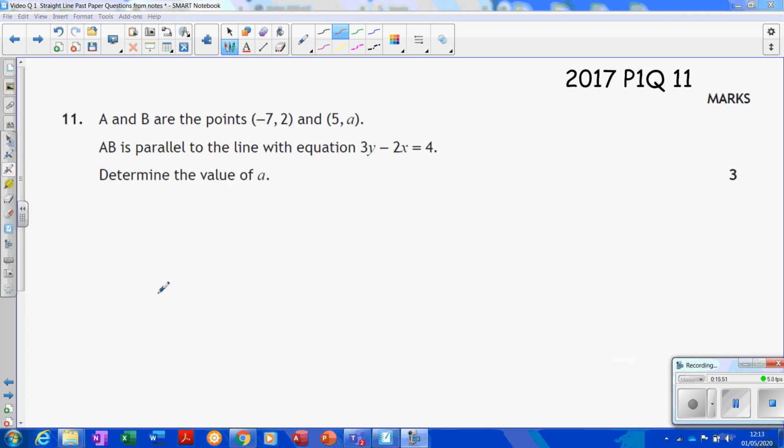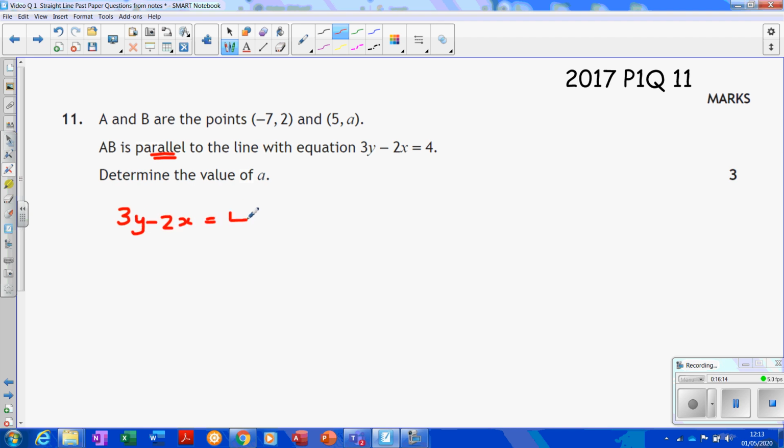A and B are the points (-7, 2) and (5, a). AB is parallel to the line. Determine a. So parallel gradients are the same. There's an unknown here that I need to work out, but if I know what the gradient is, I can work backwards. It's got the same gradient as this line, so we'll work out the gradient of that line. So 3y minus 2x is equal to 4.